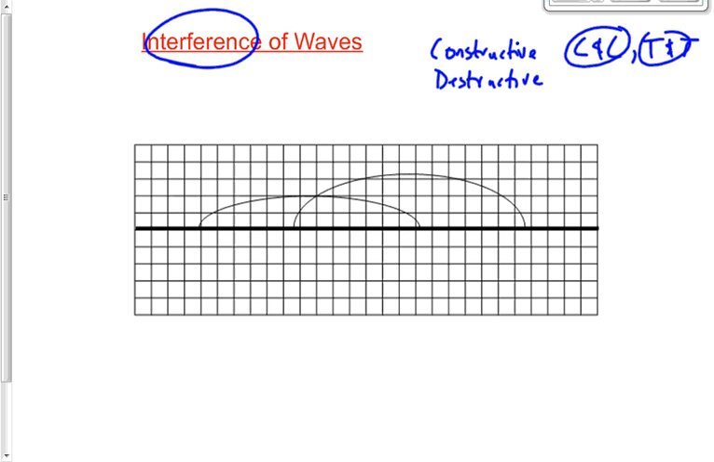Destructive interference occurs when we get a crest and a trough. Sometimes you get partial destructive interference where the wave becomes smaller. Sometimes you get total destructive interference where the wave is non-existent. For a short period of time, it disappears.